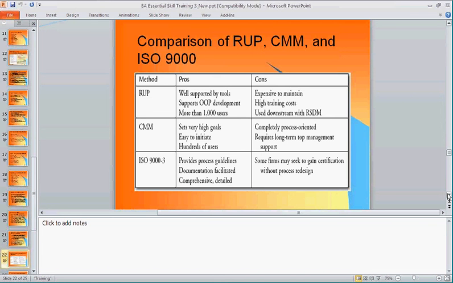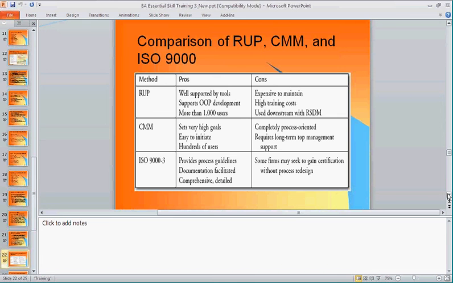Now CMM requires long-term management support, right? They must be geared towards reappraisal every year. They must be committed towards it, right? ISO, we don't have that issue at all. CMM, very high goals. ISO, minimum quality standards, industry standards, right? CMM, is there one set of requirements, evaluation criteria? No. It changes per company, it changes per evaluation year, right?